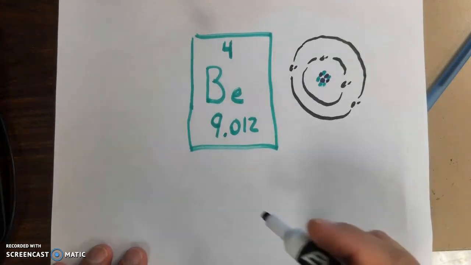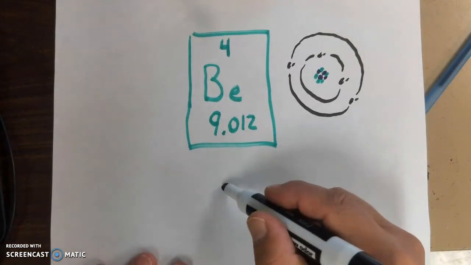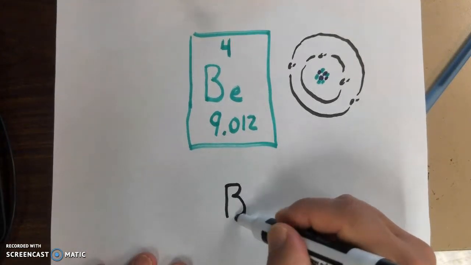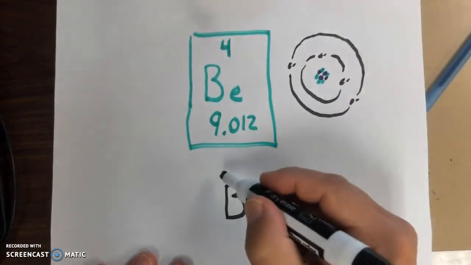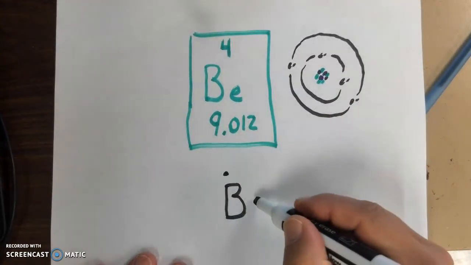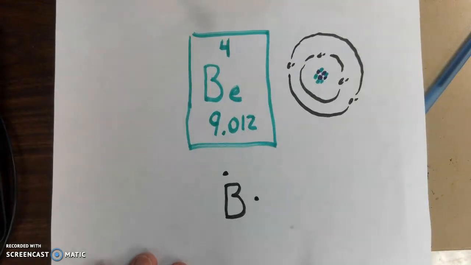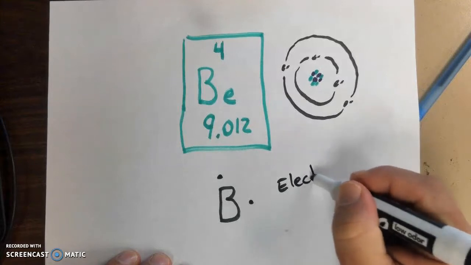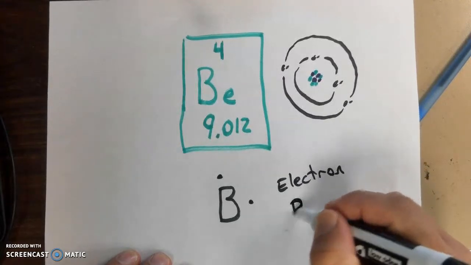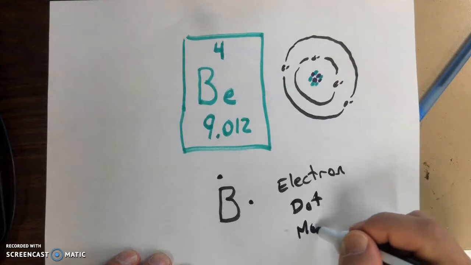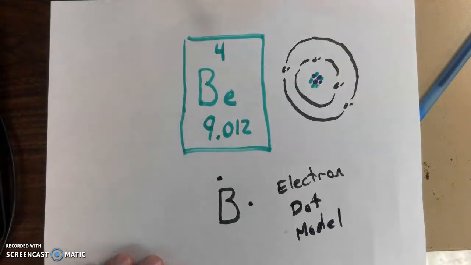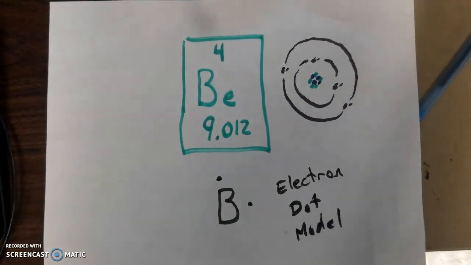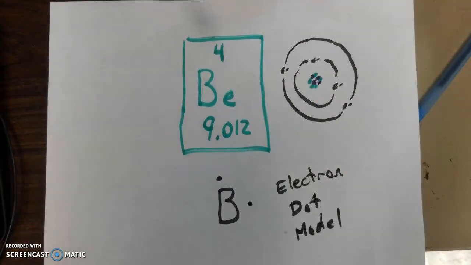Anyway, this is what we do to symbolize those 2 electrons in the outermost shell. We take those 2 electrons and we go 1, 2. That's what's called an electron dot model. That way, we don't always have to bother to draw the atom over and over again. What a pain in the hiney that would be. We can just draw the electron dot model.